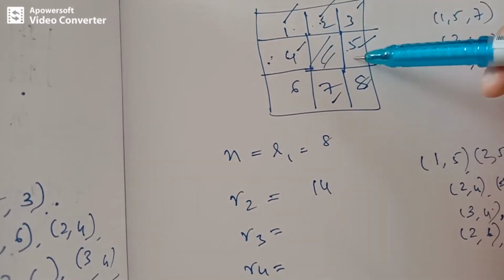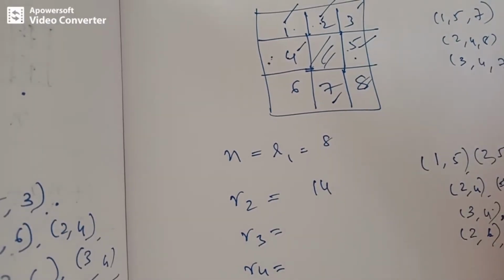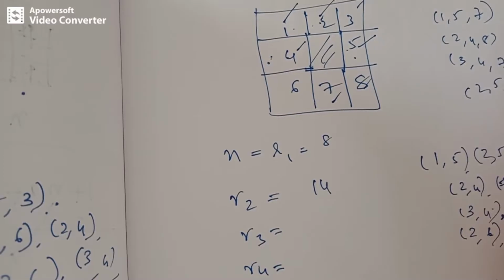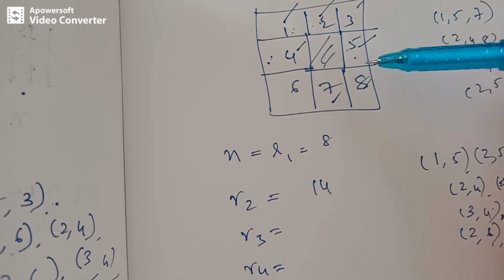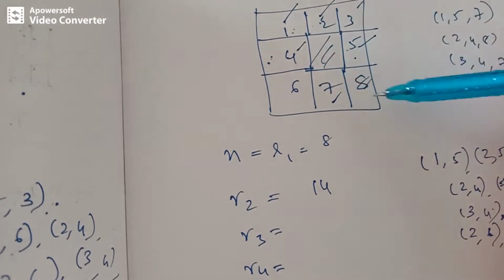Then can we have 2 5 and 6? Yes, that is also possible. What else can we have? 1 5 and 7, that is already written. No other pairs with 1.